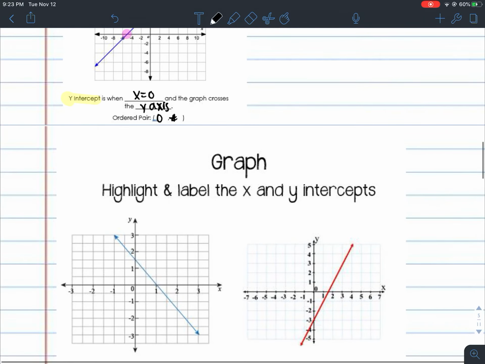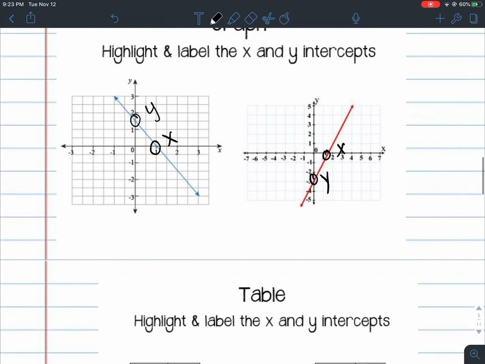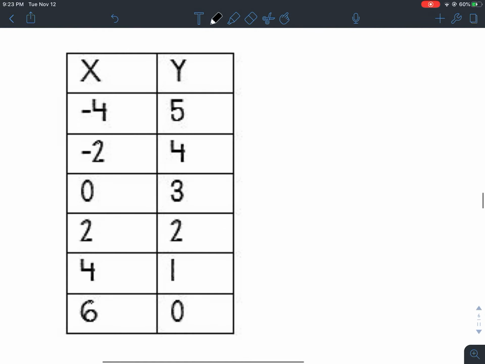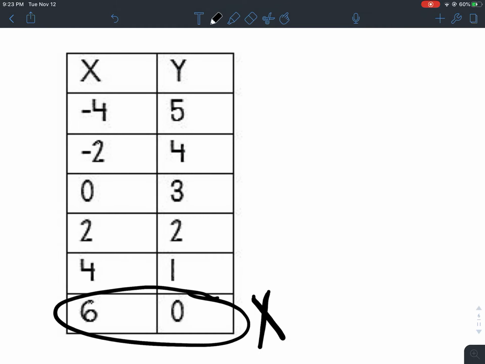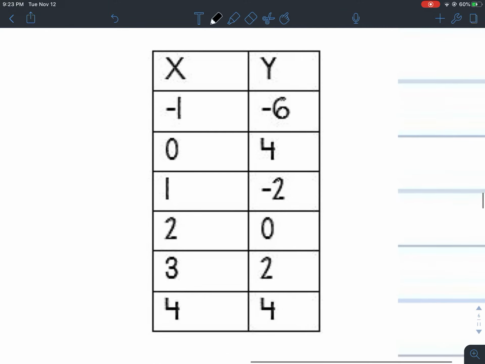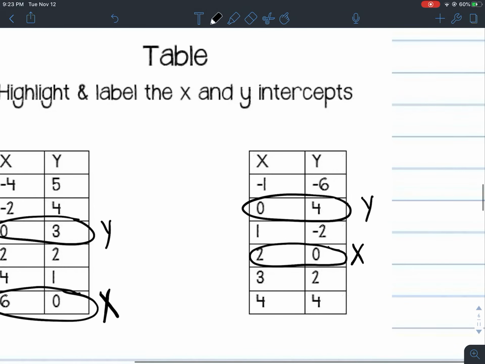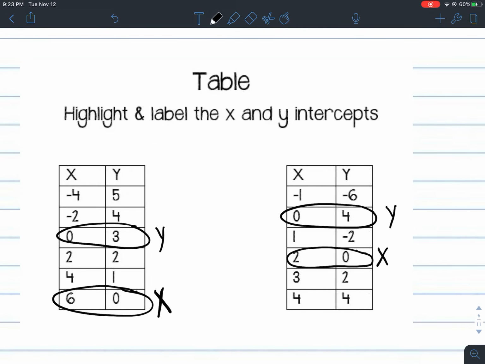For your notes on this, I know this is pretty fast, but this is your x-intercept, this is your y. This one's your x, this one's the y. When you're looking at tables, your tables for your x-intercept would have a 0 in the y. So this one's your x, and this one's the y. And for this one here, this one is your x-intercept, and this one's your y-intercept. So those are the points on your graph.